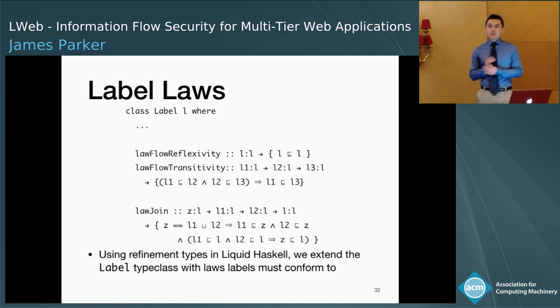So these are the label laws I alluded to earlier. We defined them using refinement types in Liquid Haskell, and we've extended this type class that I showed earlier. So for example, we know that can-flow-to must be reflexive and transitive. We've defined that in our refinements, and we also define join in our refinements.